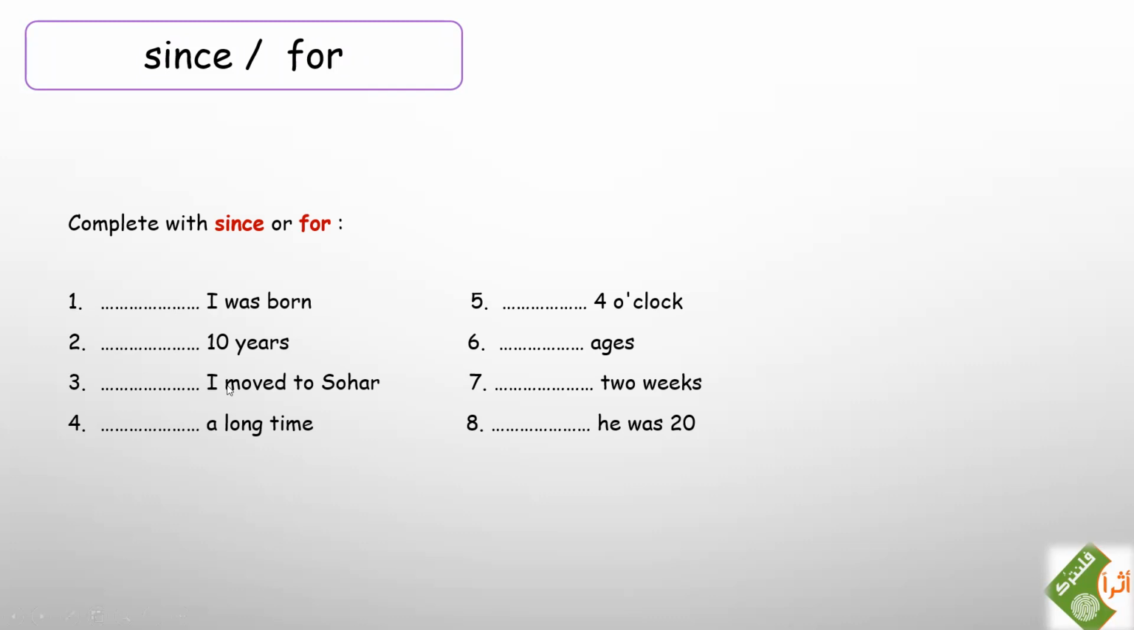But look at number 2. Ten years. Is it one point in the past or do we have a duration of time? We have a duration of time, so what do we use? For. Yeah, very good. So we will use for. Do you see the difference between them? Did you understand the idea, since and for?